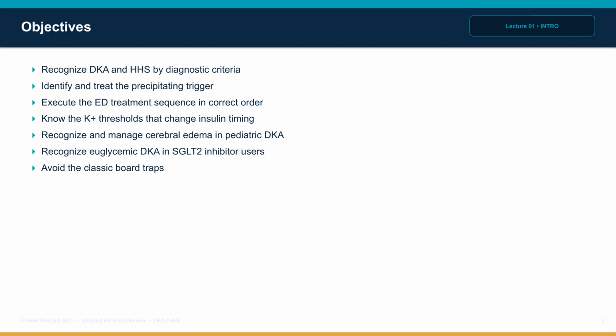All right, so here are the objectives. First, we're covering DKA and HHS. Congratulations, we get to go over the diagnostic criteria. Secondarily, identify and treat the precipitating factors that cause them to be in DKA or HHS. Third, execute the ED treatment sequence in the correct order, emphasis on correct. Fourth, know the potassium thresholds that change insulin timing. Fifth, recognize and manage cerebral edema in pediatric DKA. Sixth, recognize euglycemic DKA. These are typically patients that are taking SGLT2 inhibitors. So they have a lot of urinary tract infections, or they have chronic kidney disease and the nephrologists like to put them on it because it's renal protective. And seventh, avoid the classic board traps.